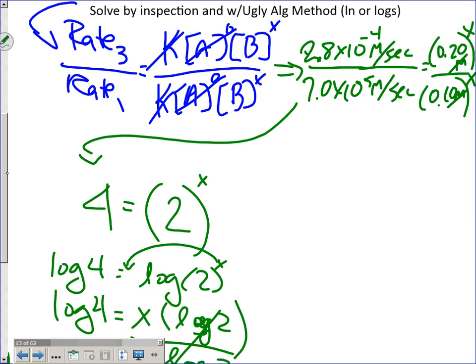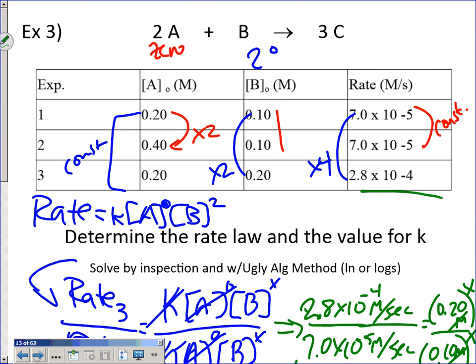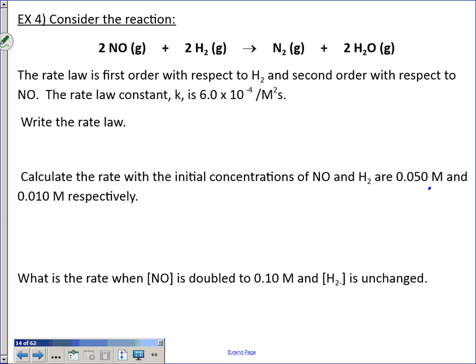Does anybody remember their log rules now? A couple of them? Okay, you guys do 4 for me. This is on your paper. Do 4, and do example 5. Example 4 and 5. Talk to each other as well.